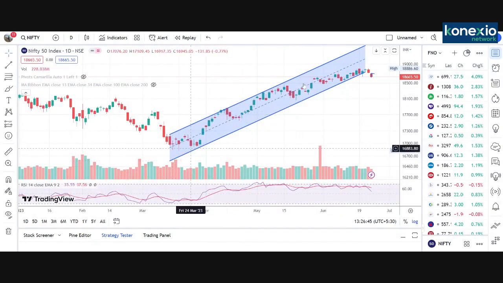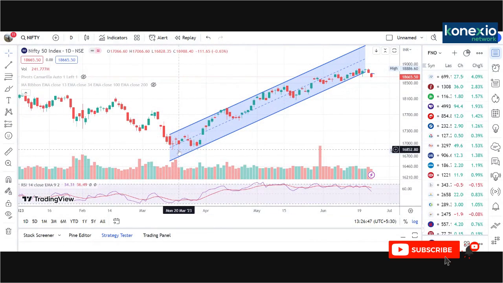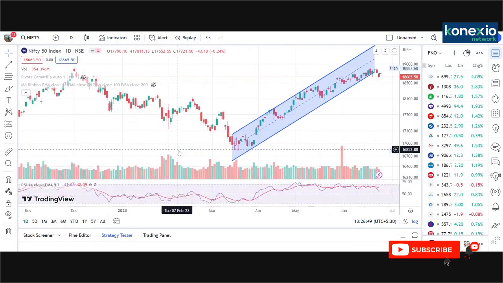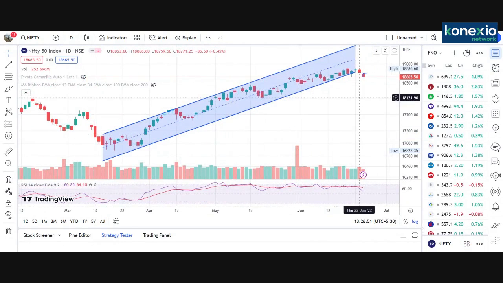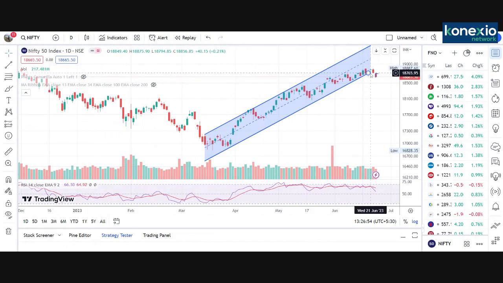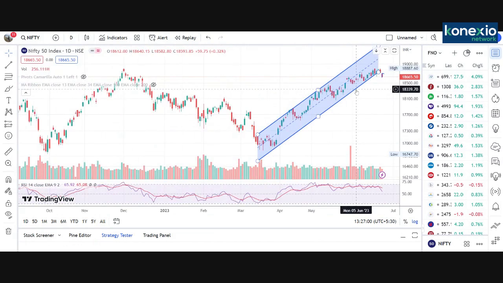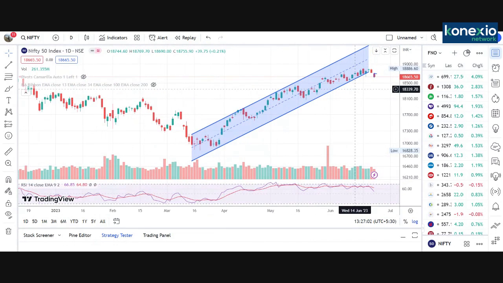Now, this is the rising channel, and after maybe 2.5 or 3 months, we have seen Nifty breaking out of this rising channel. It has closed on a negative note. So definitely, it is showing some weakness on the daily charts at these levels.